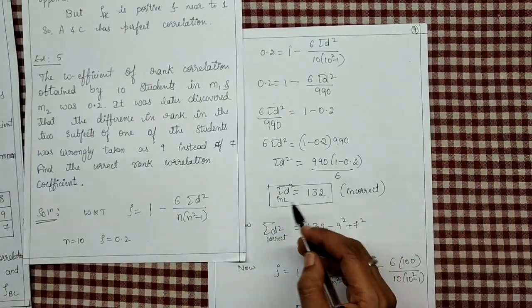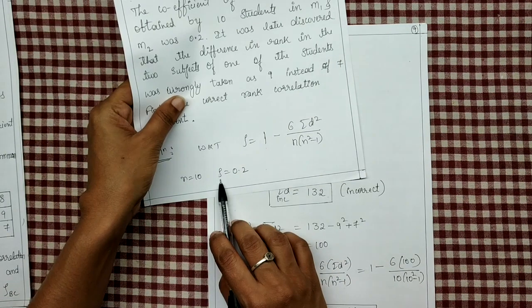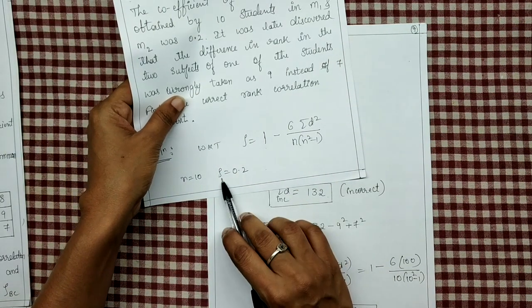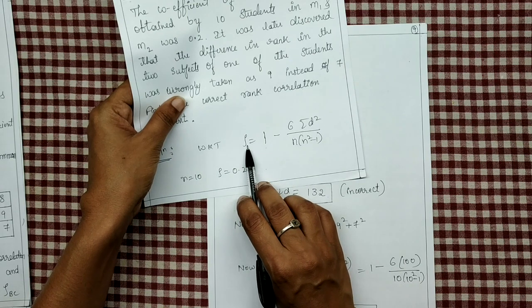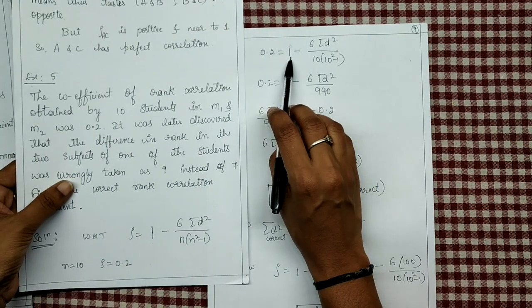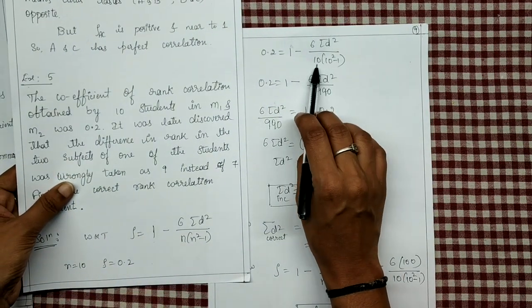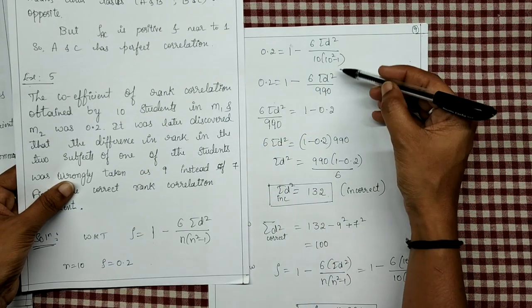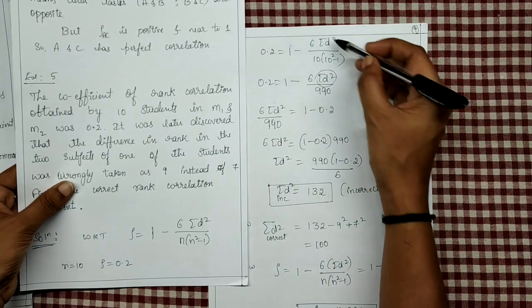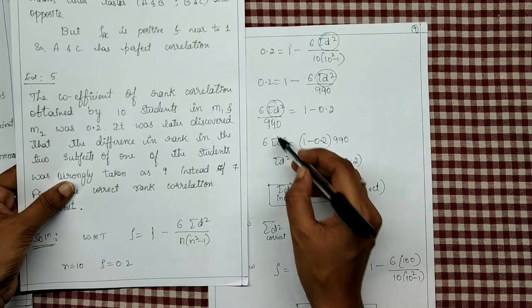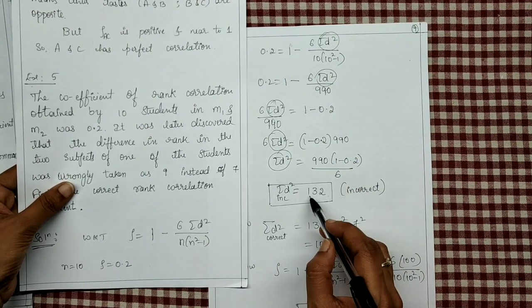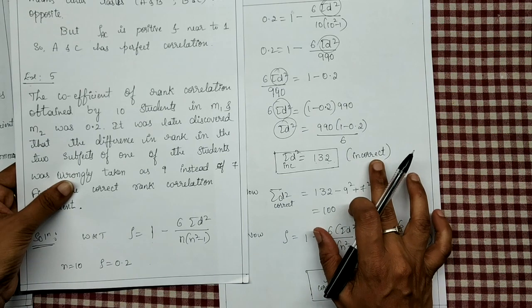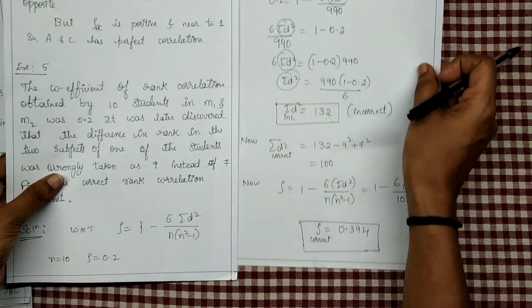To find the difference, just substitute this rank correlation coefficient in the same formula. So rho is equal to 0.2, right? Let me substitute rho is equal to 0.2 in the same formula. So 0.2 is equal to 1 minus 6 sigma d square divided by n, which is 10, into 10 square minus 1. Now when I simplify this and solve for sigma d square, I get sigma d square as 132. See, it is an incorrect value. Now we have to find the correct value.